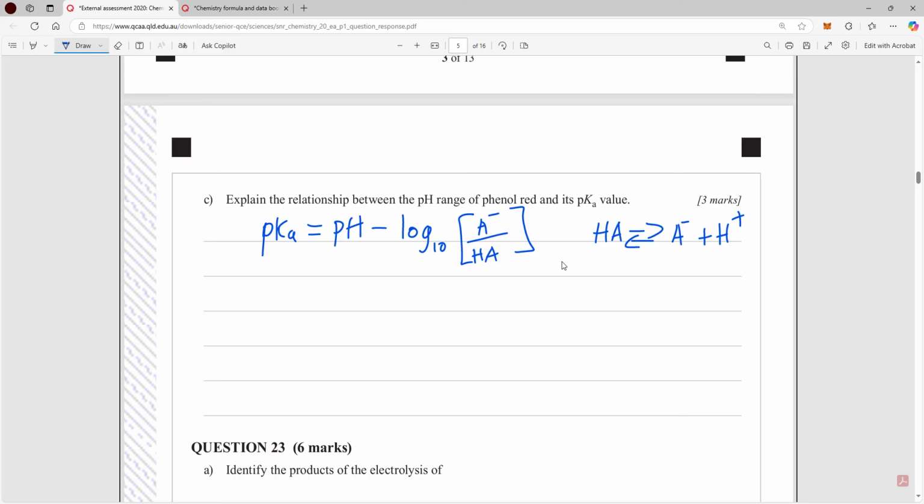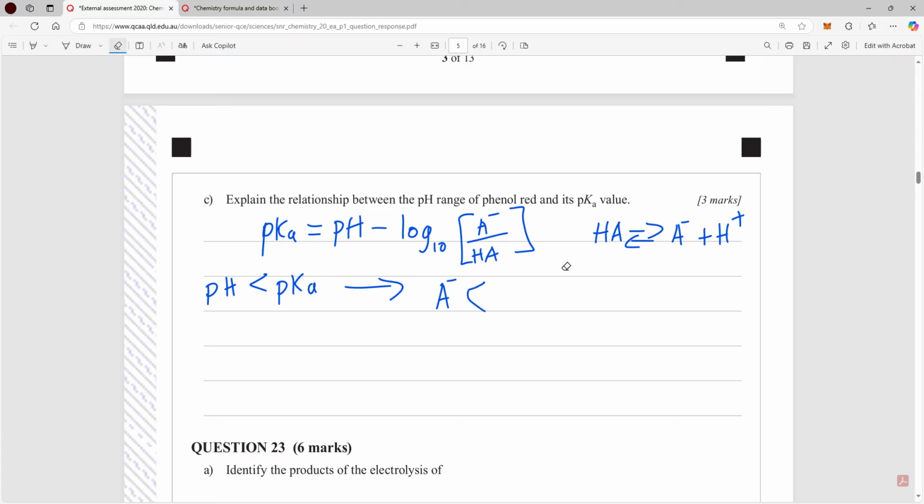Now, it all comes down to this here. If you log a number less than 1, it will be negative. So if we have, let's say, the pH less than the pKa, that pretty much implies that we're going to have more of the acid and less of the conjugate base. So we're actually going to have this. And I'll explain to you why.